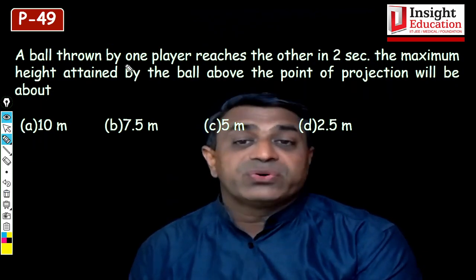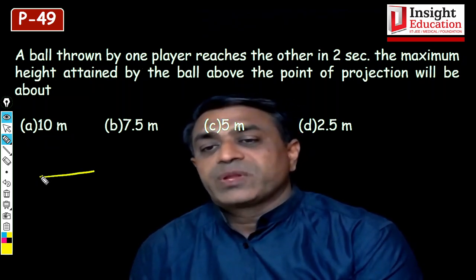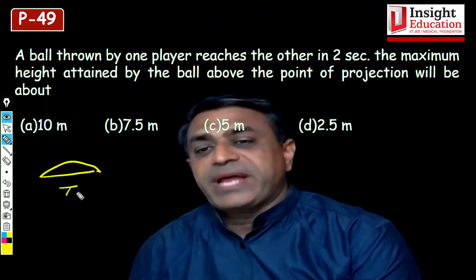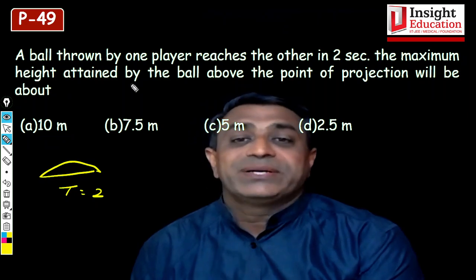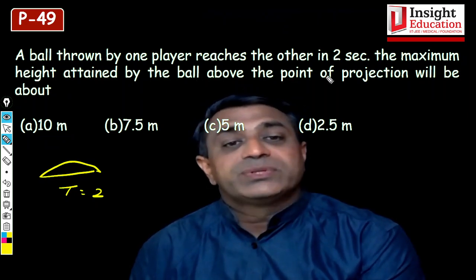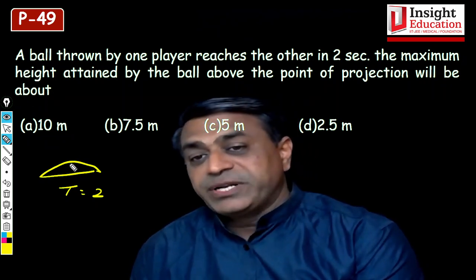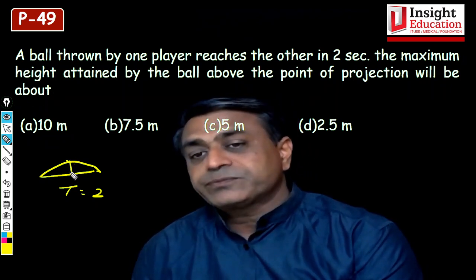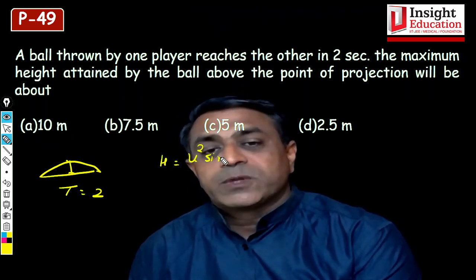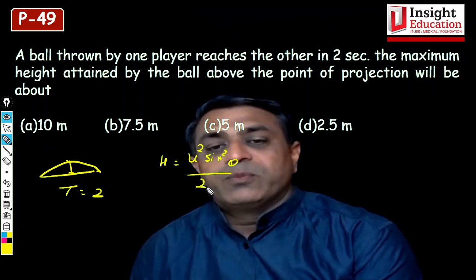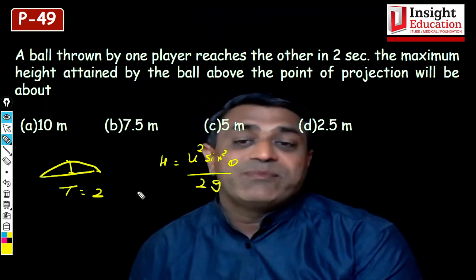A ball thrown by one player reaches the other in 2 seconds. What is given? The time of flight is equal to 2 seconds. The maximum height attained by the ball above the point of projection will be, above the point of projection means this height. So h is equal to u square sine square theta upon 2g. Now u is not given, sine theta is not given, but the time of flight is given.